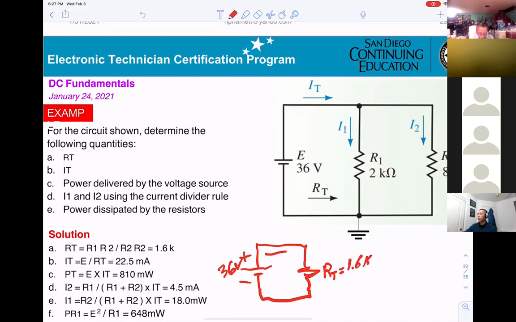So now if you want to get the current I, then I will be equal to 36 volt divided by 1.6K. That gives you 22.5, must be milliamp. Okay? So when you combine R1, R2, then you get R total. So the current I here will be the I total. Okay?